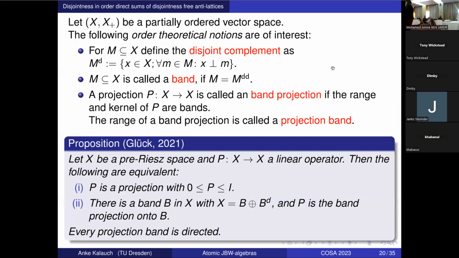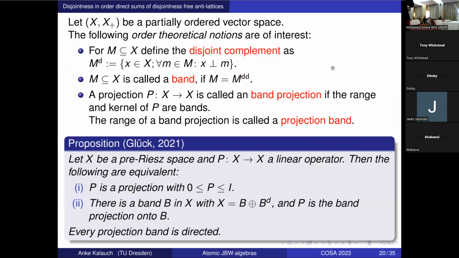Yeah, we more or less developed the theory of ideals and bands and all this, but we did not really consider projection bands. I don't know why. But then, there was this nice conference in Pretoria, and Jochen Glück was there, a young colleague from Wuppertal, and he then very quickly proved all the nice things on projection bands we always wanted to know. Yeah, I just summarize it here in this proposition.